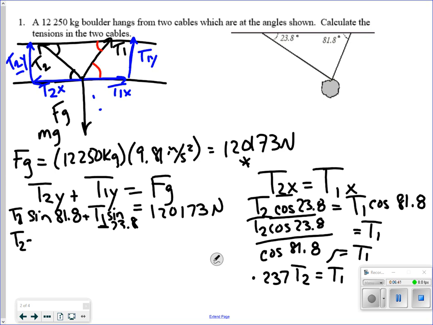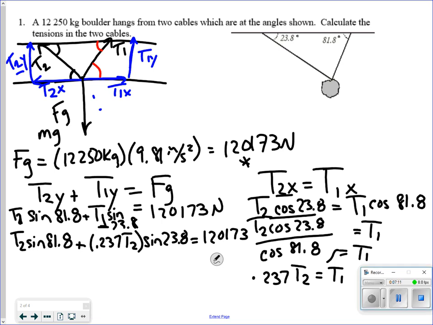All right, T2 sine 81.8 plus 0.237 T2 sine of 23.8 equals 120173. Okay, now let's multiply that times the sine of 23.8. Wait a minute, are we in radians? Oh no, I'm in radians! Darn it! Oh my gosh, okay.